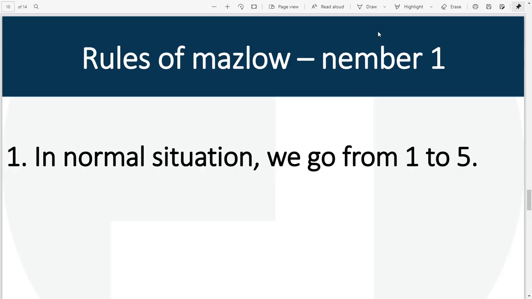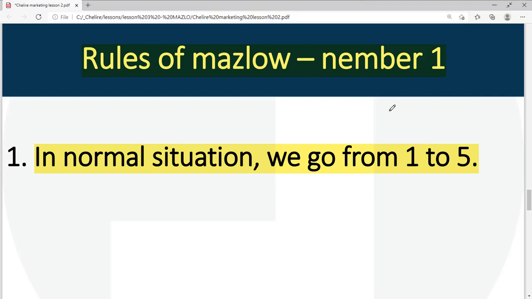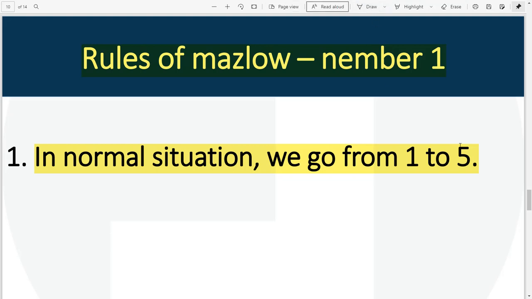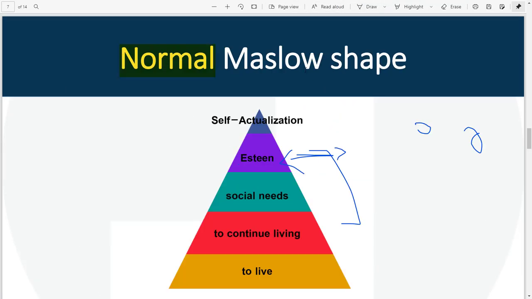Now we are going to talk about the rules of Maslow. There are some rules in Maslow's hierarchy. The first rule is that in a normal situation, we go from 1 to 5. In a normal situation, we are going to go from 1 to 5. Okay, so let me clean it up. And what we say is that in a normal situation, we are going to go this way.